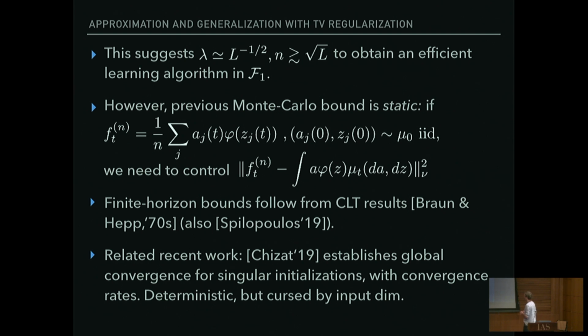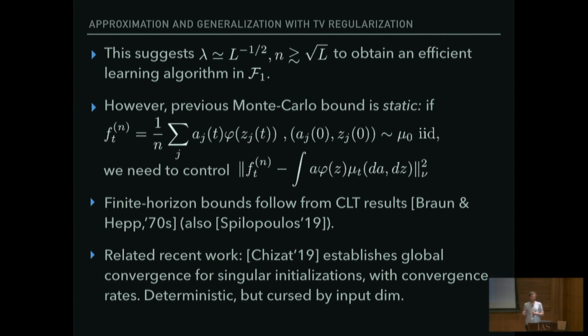And so one of the tools that we are leveraging to understand this control is the CLT, the central limit theorem results from the statistical mechanics literature that were developed already in the 70s. And so one of the open questions here is really whether this Monte Carlo rate allows me to actually swap the order of sampling and dynamics.